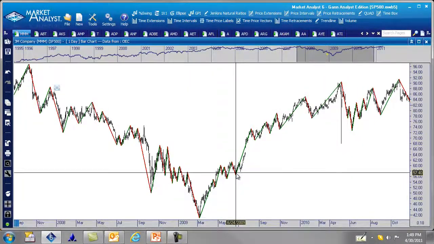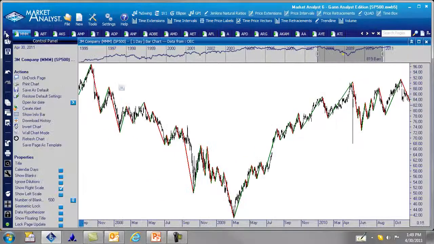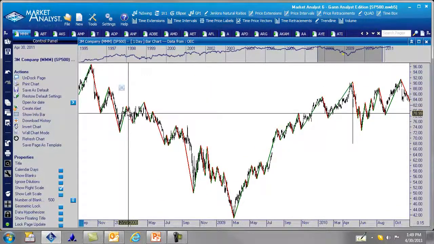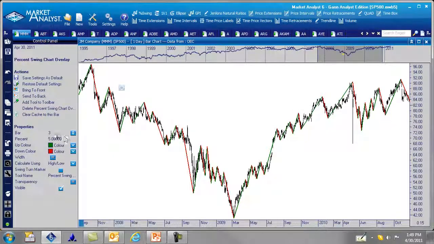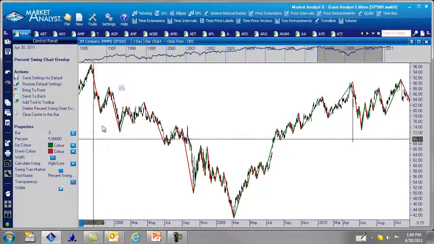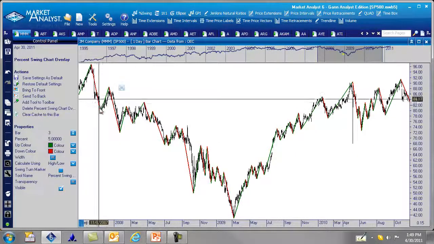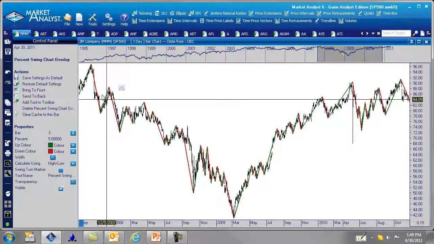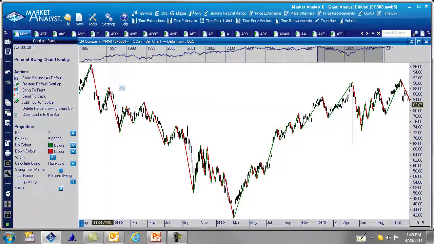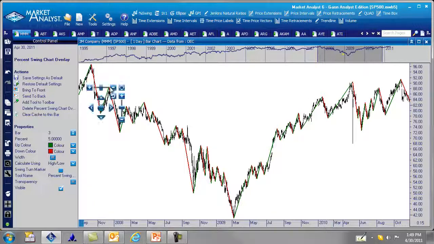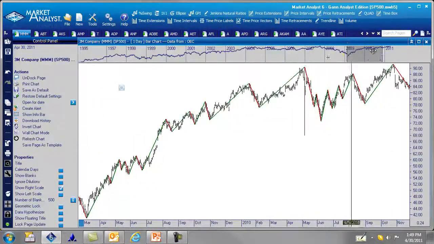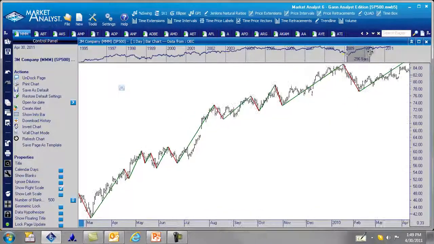Let's just look at the properties of that overlay over here under the control panel. Let's highlight the swings, and then if you look over here, it says bars 3, percent 5. So as we discussed before, with the percent swing chart overlay, the market has to reverse at least 5% of this low price before it starts to register a new line. The Gartley Pattern Identifier will be using this method of identifying the patterns.